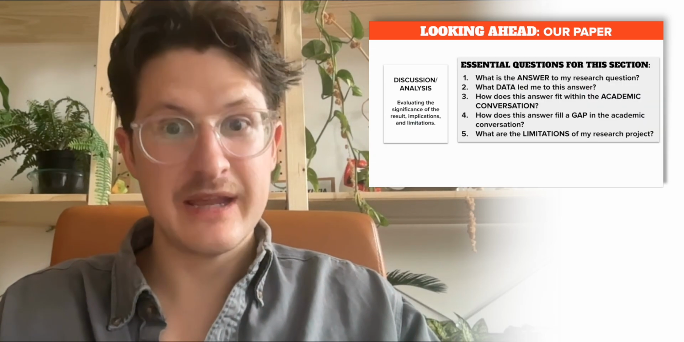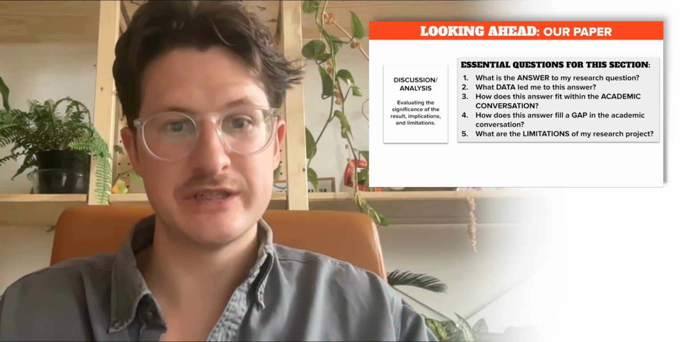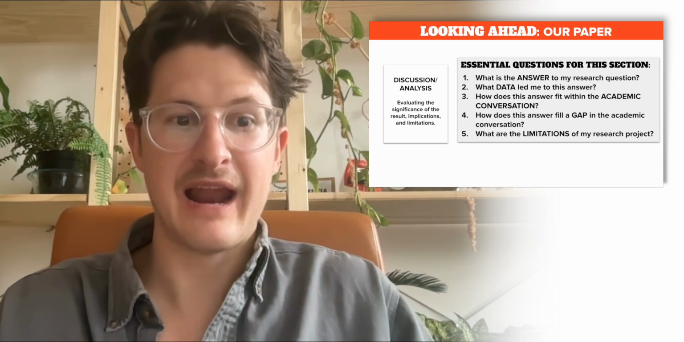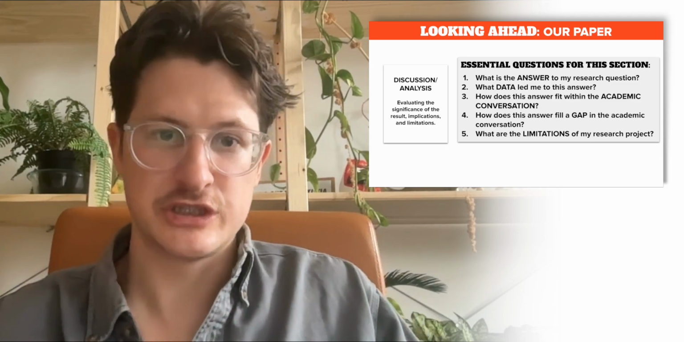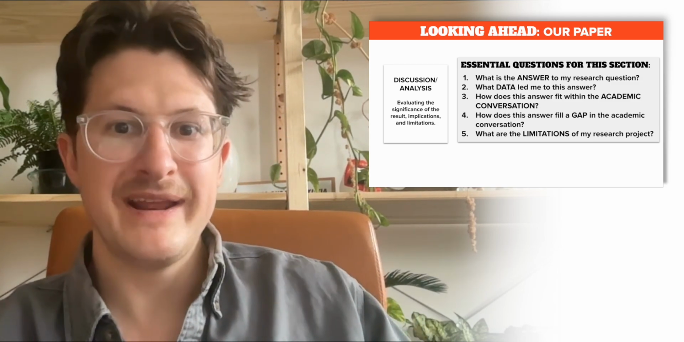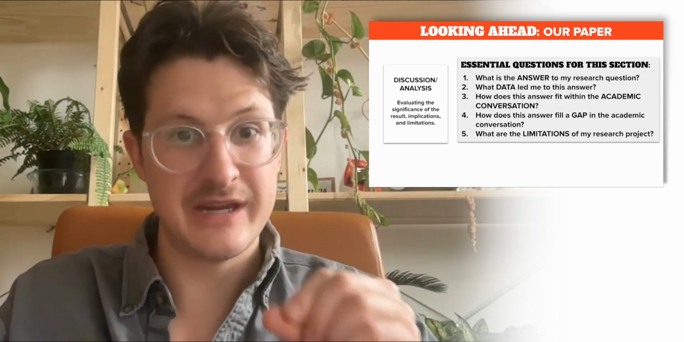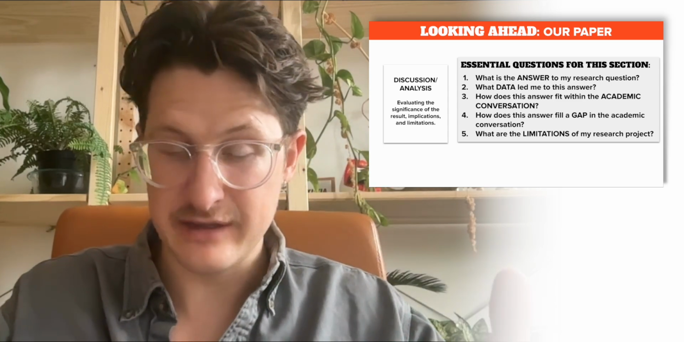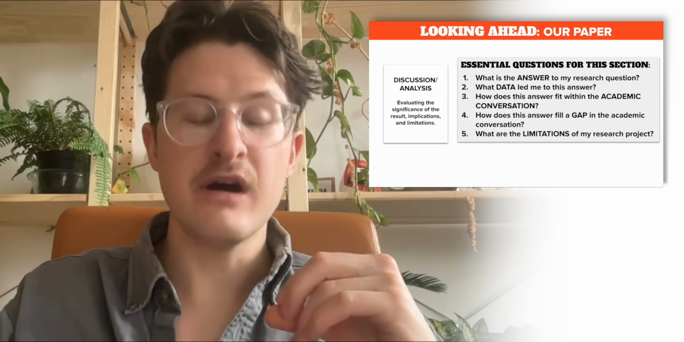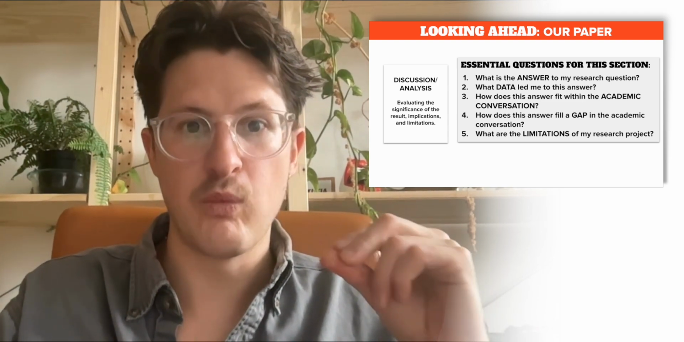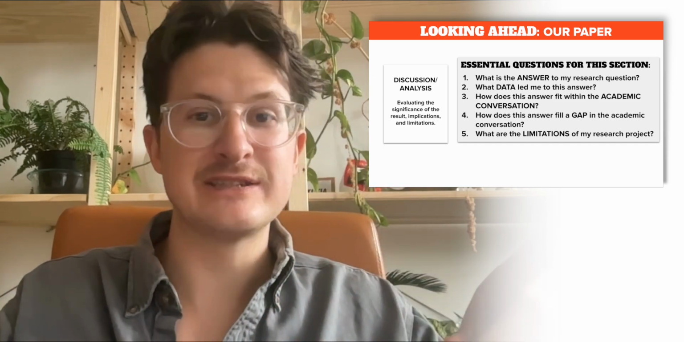The next section is the discussion section. Now, there are 5 essential questions that students should answer for this section, and I think that if students answer these 5 questions, they're probably going to have a strong discussion section. So number 1, what is the answer to my research question? Notice they have not answered their research question yet in the paper. They have talked about data and trends, but here is where they're answering the question. Of course, in this discussion, they are talking about what data led them to this answer. And then here's where they loop it back to where it began.